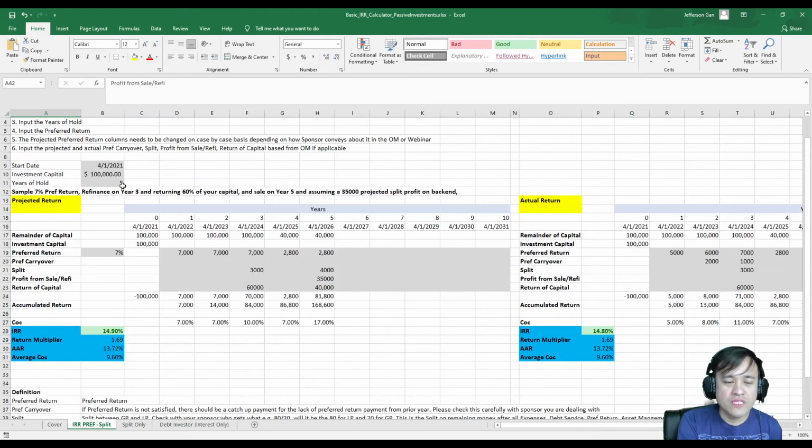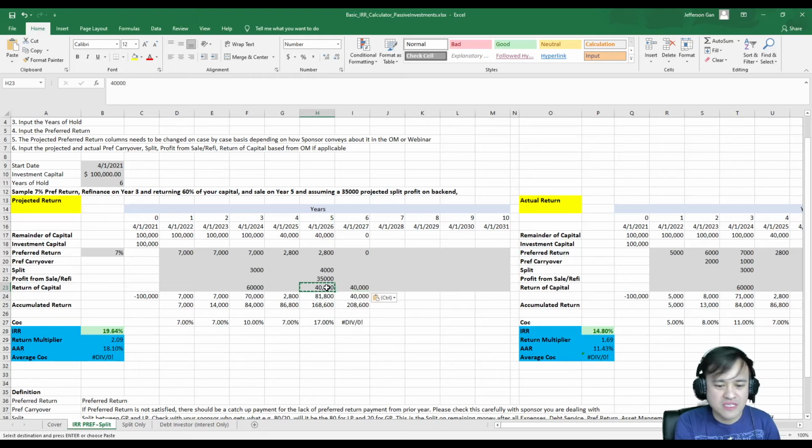So this calculator, I'll show you. Let's say there is a change, and it's not always 5 years, right? So you can just change this to 6 years. Then you will see this gets populated. Then one thing you need to change for year 6 is that the return of your capital will not be in year 6, so you need to remove this. You can just copy paste here, then just delete this one. So this 2,800 will still be a carryover.